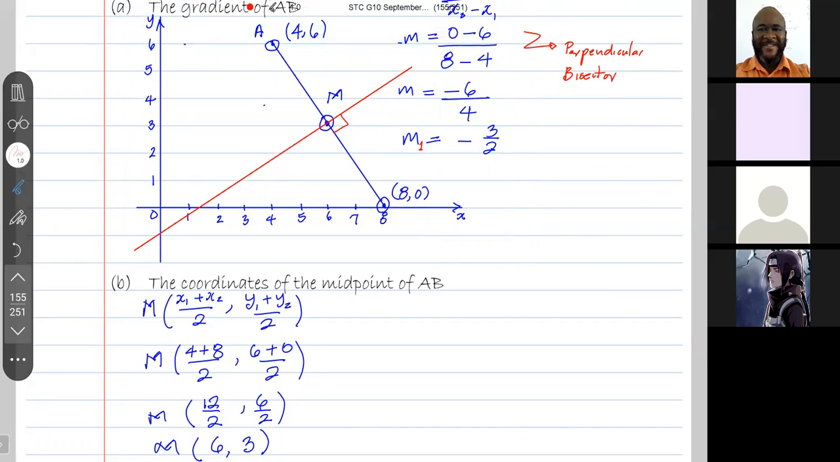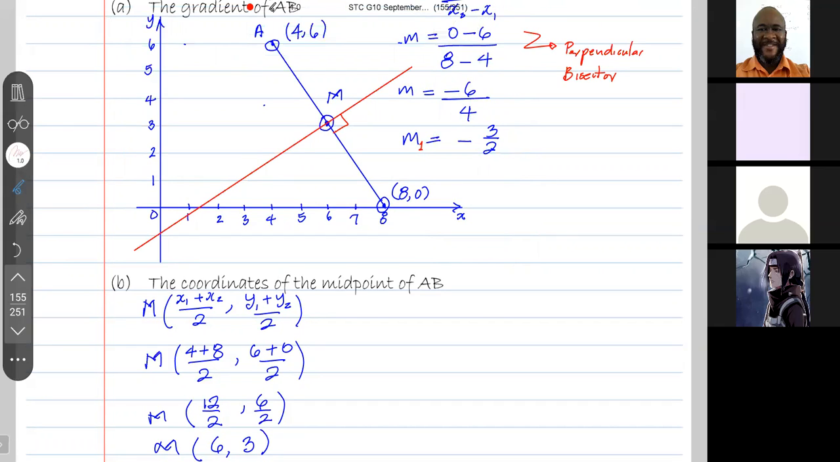The perpendicular bisector is a straight line. The perpendicular bisector of AB is a straight line that passes through the midpoint of AB and meets AB at right angles.